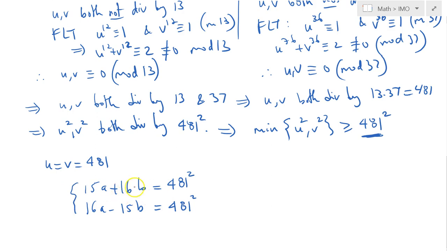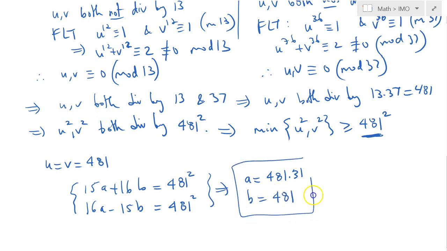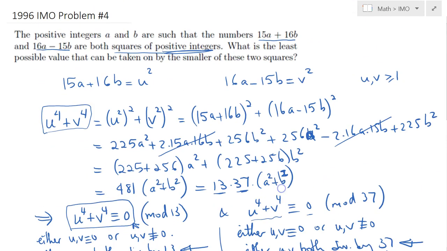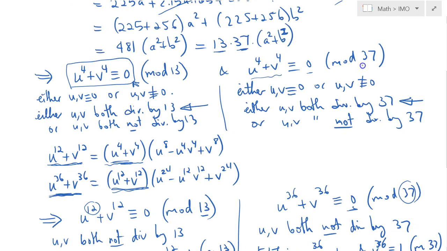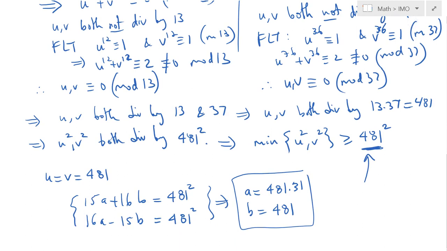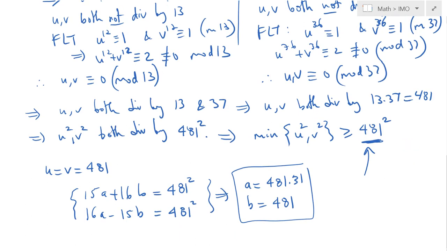Then we have a system of equations for a and b, and in fact, if you solve this system of equations, you would get that a is equal to 481 times 31 and b is equal to 481. So you get legitimate, positive integer values for a and b, which implies that therefore 481 square is actually the minimum value that we needed to find. So the least possible value that can be taken by the smaller of these two squares is 481 square. And we are done. Hope to see you in our next video.